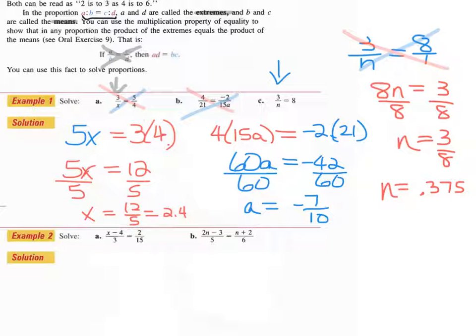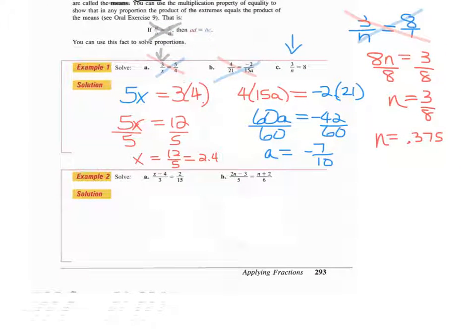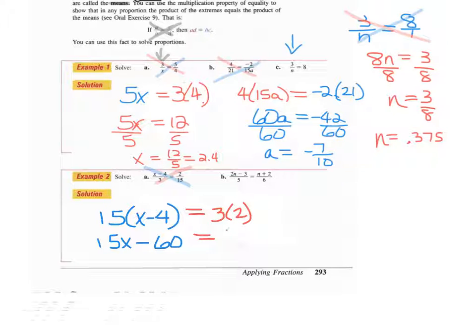Now, these were simple. You just had a number or a variable. Now you may have an expression in your ratio. So again, when we go to set the cross products up, I'm going to do that cross product, that diagonal, and then this one. So here, when I have an expression in my ratio, this 15 needs to distribute to the x and to the 4. And then this side is the 3 times 2. So here I would distribute, and this becomes 15x minus 15 times 4, which will be 60. And then the 3 times 2 is 6.